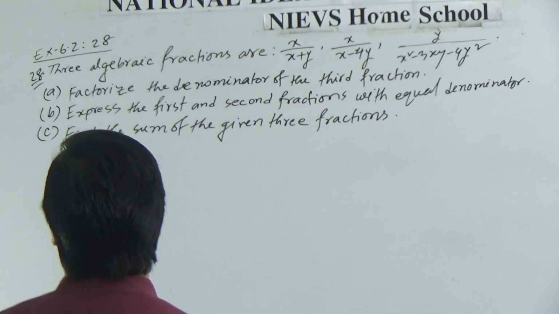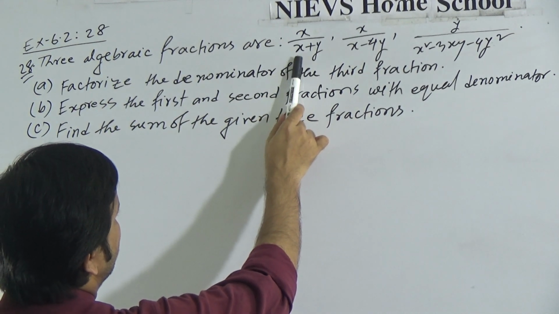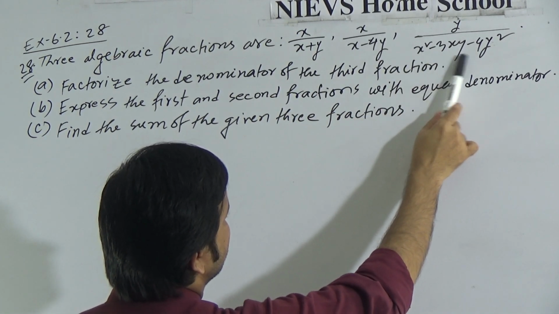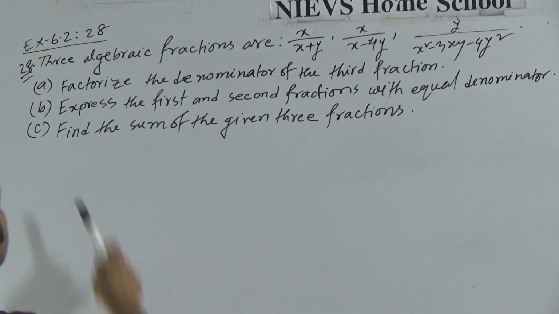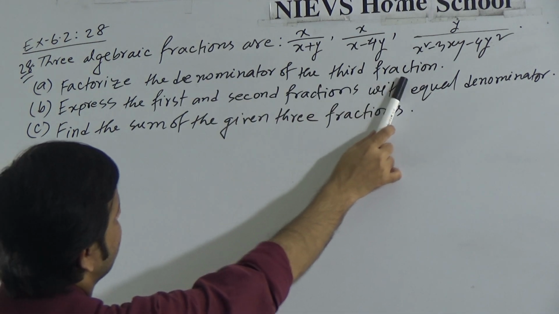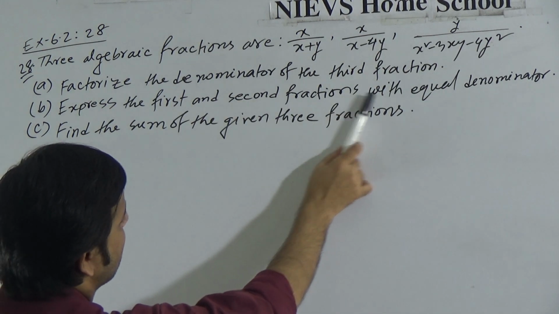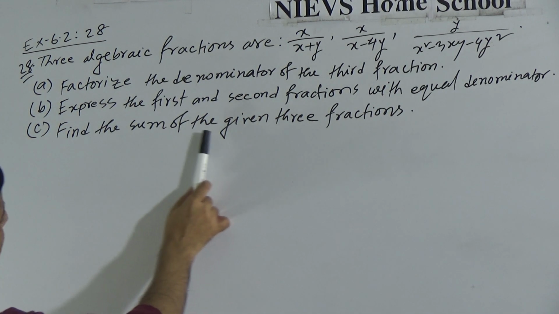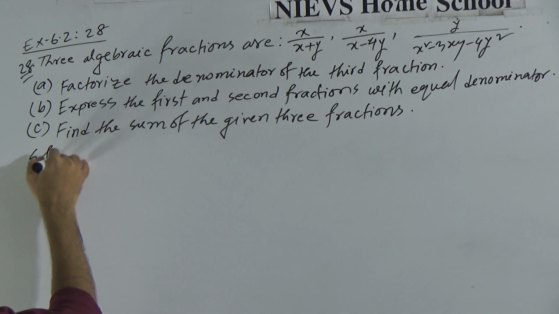Okay, dear students, now see the question at first. Three algebraic fractions are x by x plus y, x by x minus 4y, y by x square minus 3xy minus 4y square. This is our stem. First question is factorize the denominator of the third fraction. Question B is express the first and second fractions with equal denominator. Third question C, find the sum of the given three fractions. Okay, dear students, now see the solution.